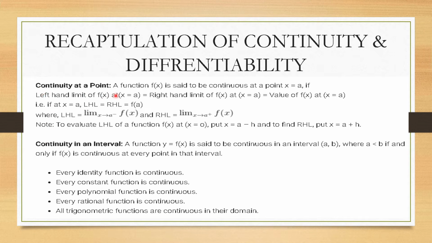So continuity at a point means a function f(x) is said to be continuous at x equal to a if the left hand limit at a and the right hand limit at a are both equal and are also equal to the value of f(x) at x equal to a. That is, the LHL and the RHL are both equal, and the value of the function at that point should also be equal to both these limits.